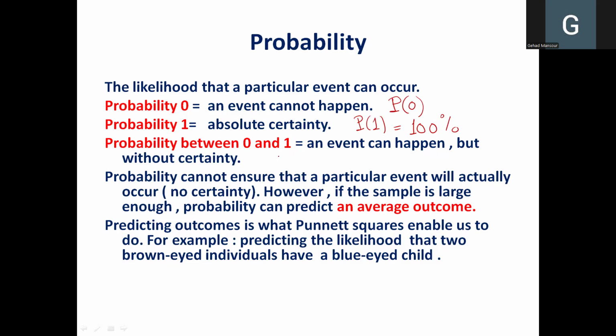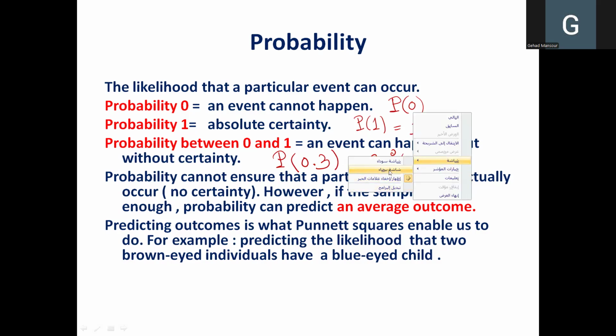For example, if I say that the probability of a particular event, for example, the visit of somebody or the occurrence of a natural phenomenon, is 0.3 or 0.5, 0.3 means 30%. So there is a 30% probability that this particular event can occur. And the most important type of probability that we use in genetics is a famous example that we always give about the probability of having boys and girls in the offspring.